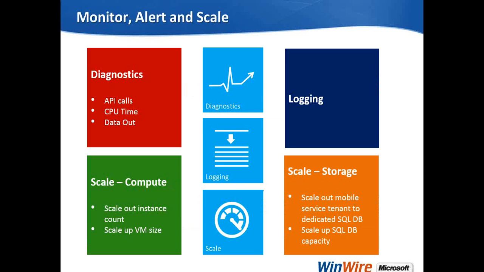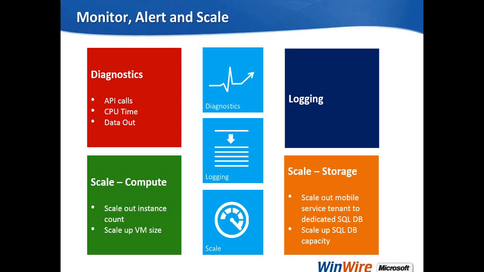Next we're going to talk about the monitor, alert, and scale, which is basically the diagnostics that you see. So once you log on to the portal, you can see all the information regarding your Windows Azure mobile service. It will show you the number of API calls made to that service. It will tell you the CPU time that has been taken to respond to those API calls. And then you can see the data output, basically how much data was transferred from the account.